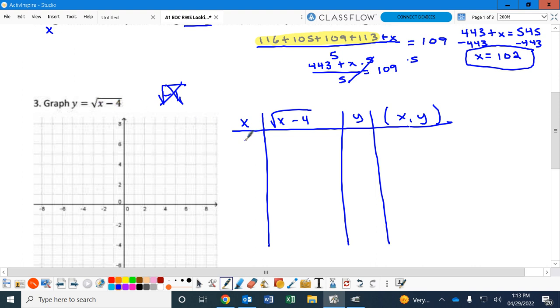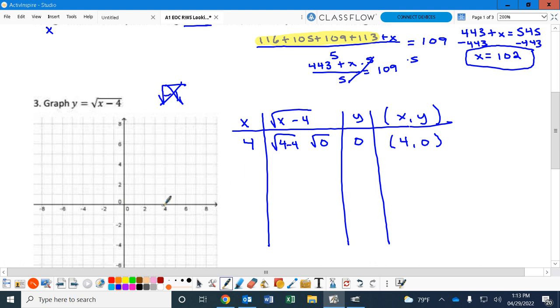4 minus 4 would make it 0. Watch, I'm going to plug it in. The square root of 4 minus 4 would be the square root of 0, and the square root of 0 is, what's the square root of 0, guys? 0. So my ordered pair would be 4, 0. Alright, graph that point, 4, 0.